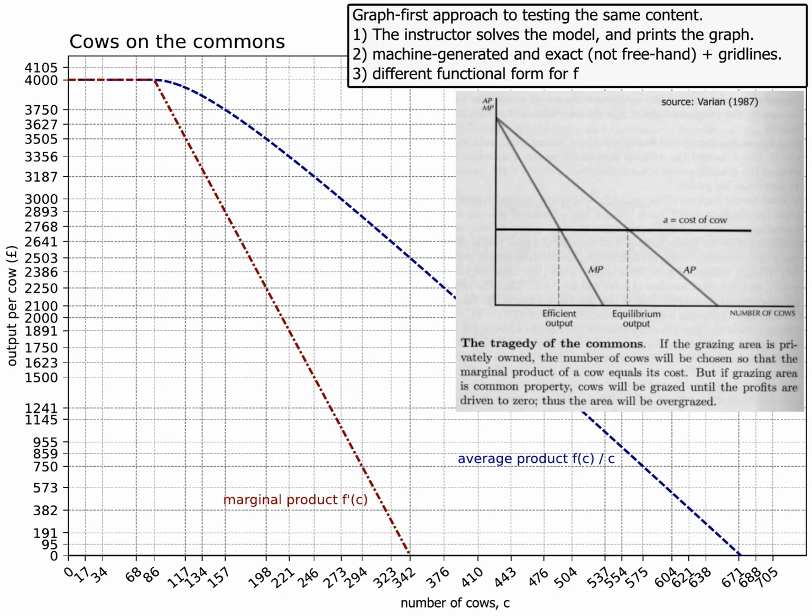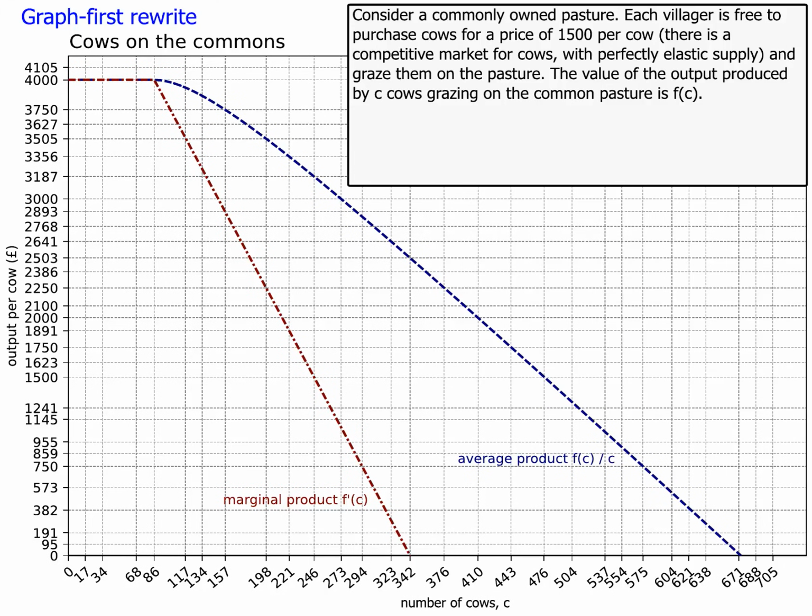The last thing to note is that I assume a different functional form, introducing a nonlinearity. I will return to that point. The rewritten exercise begins similarly, but introduces a model immediately. Consider a commonly owned pasture. Villagers can purchase cows for $1,500 each and graze them on the pasture. When there are C cows, total output is F(C).